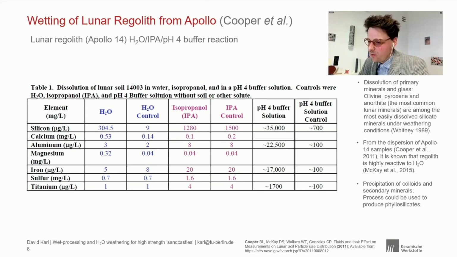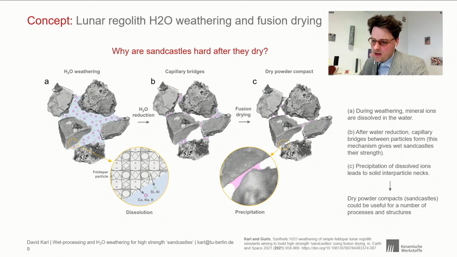In normal water, in deionized water, they had silicon leaching, for example. Let's just look at the top line for silicon. This could be increased significantly if they used a pH 4 buffer solution. And so there's a lot of leaching going on already after 3 days for real lunar regolith. So I was like, okay, what can we do with this?